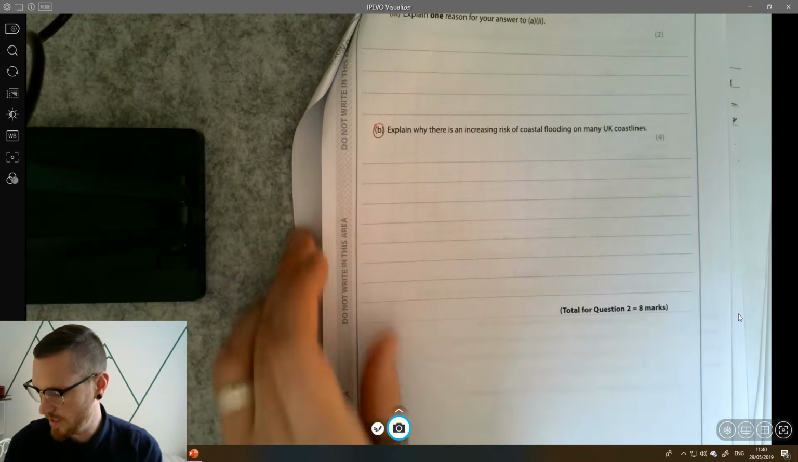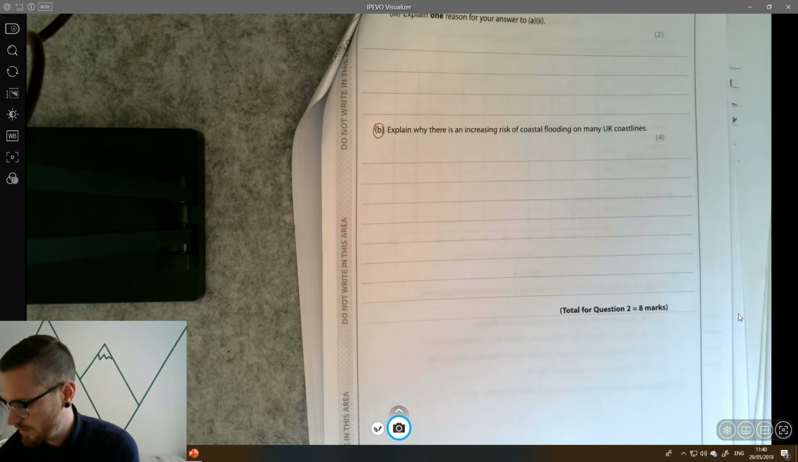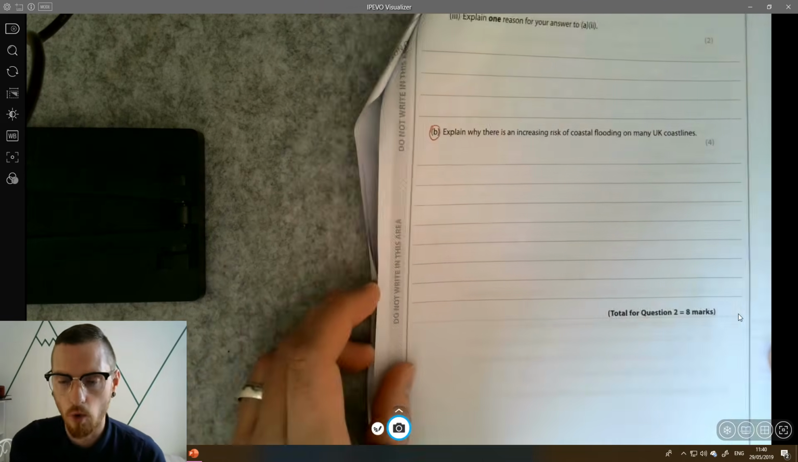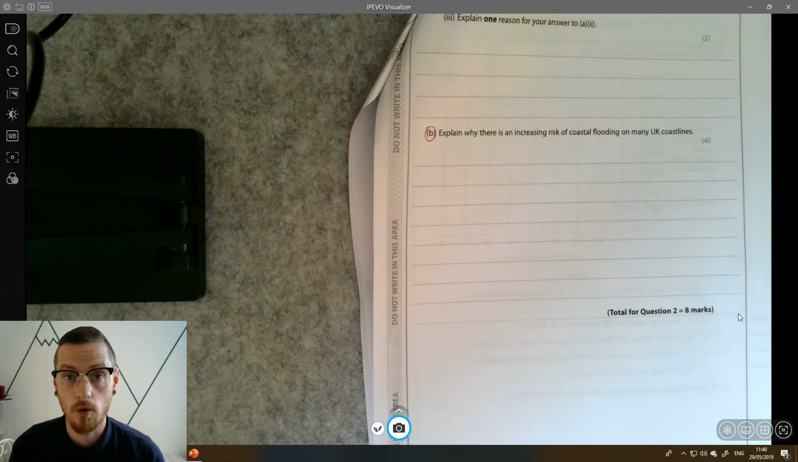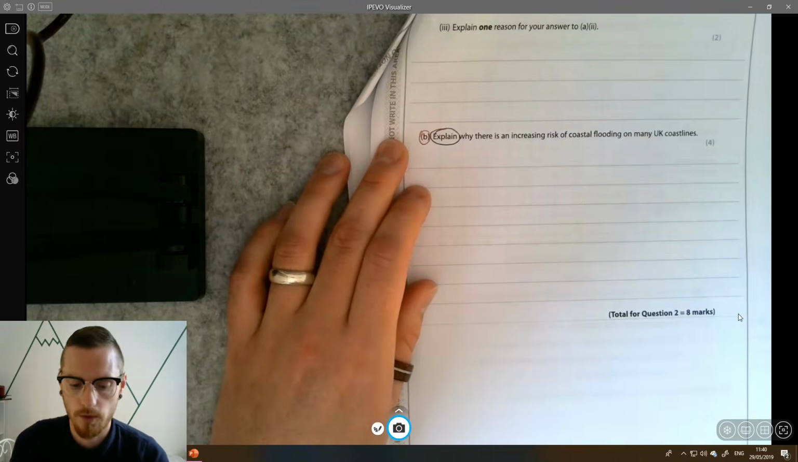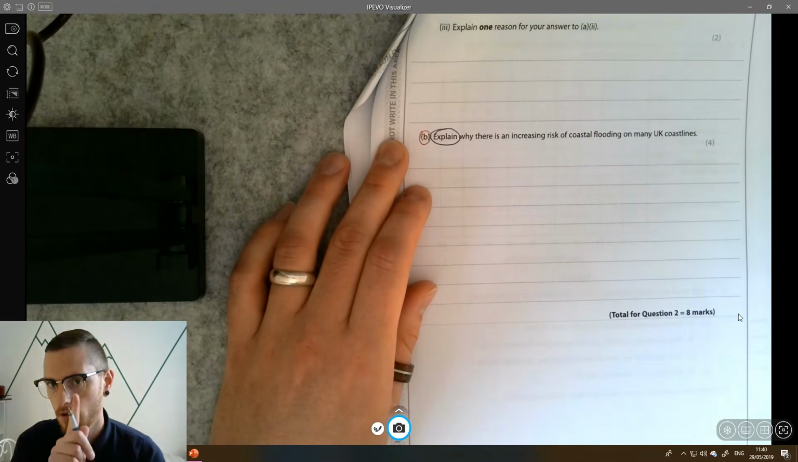So I've got another explain question here, and we've got: explain why there is an increasing risk of coastal flooding on many UK coastlines. Again, always highlight or circle the command word, which is explain.